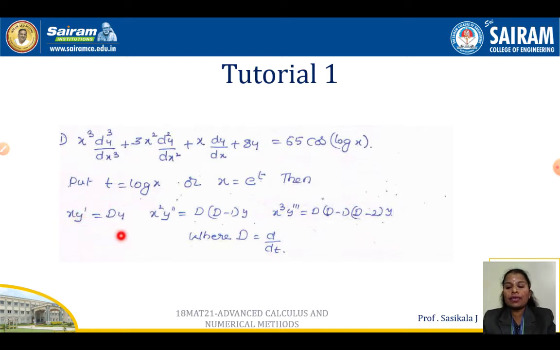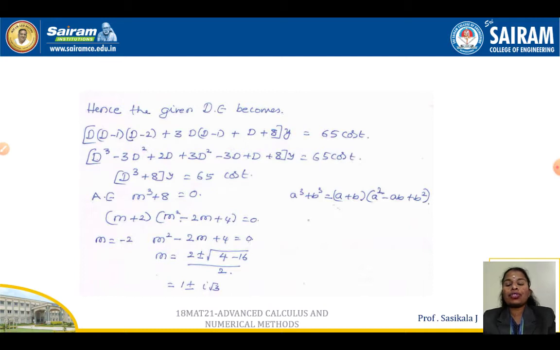So in our work, we can just take the substitutions. Once you take t equal to log x, x into y dash will go to Dy. Similarly, x squared into y double dash will go to D into D minus 1 into y. Then x cube into y triple dash will go to D into D minus 1 into D minus 2 into y, where D is equal to d by dt.